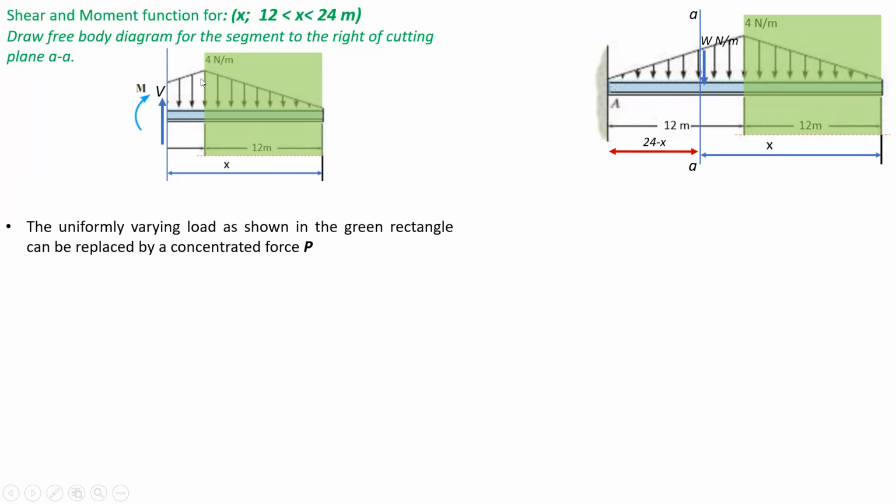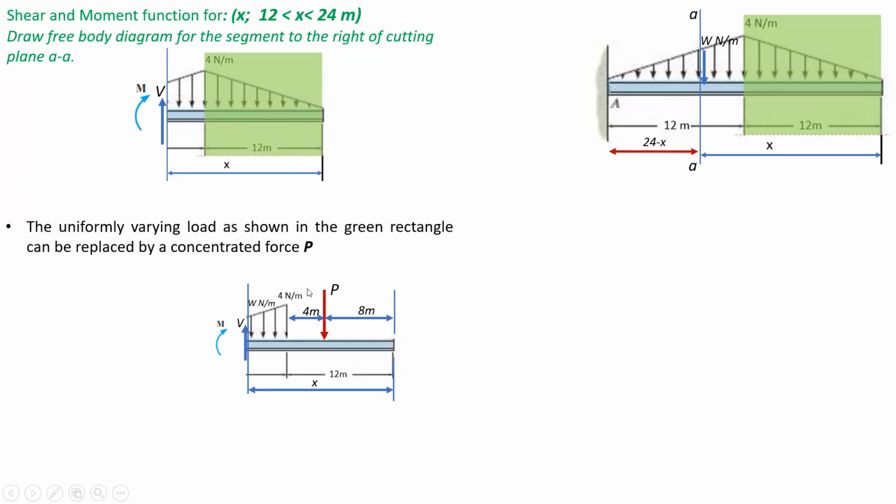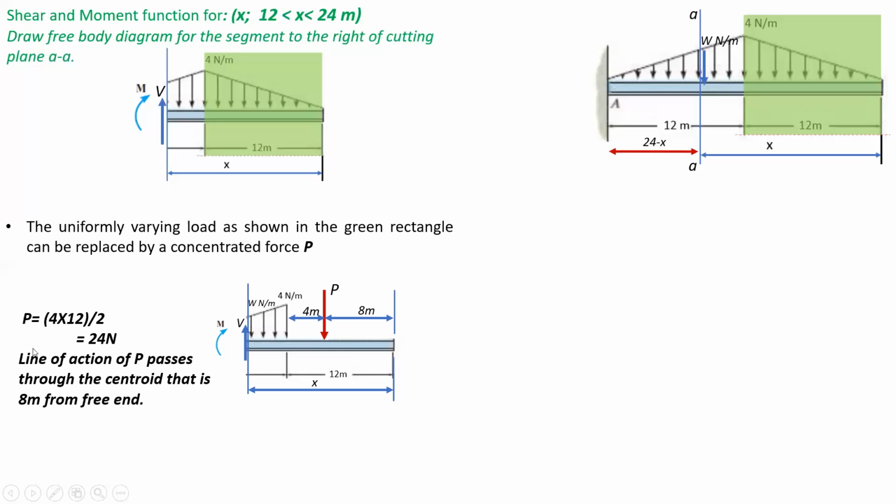So here the uniformly varying load acting in the green region can be represented by a concentrated force P as shown in the figure. Now this concentrated force P will act through the centroid of this triangle in the green region, and its magnitude will be equal to the area of this triangle. And that has been calculated here, and also the line of action passes through the centroid, and the centroid will lie at a distance of 4 meters from the left end of the triangle and 8 meters from the right end of the triangle. So now the problem reduces to this.